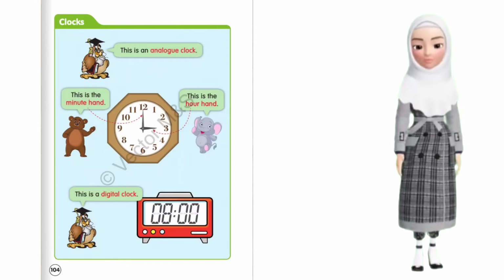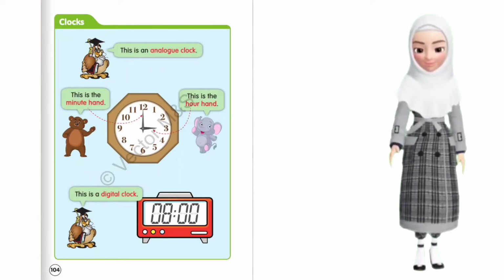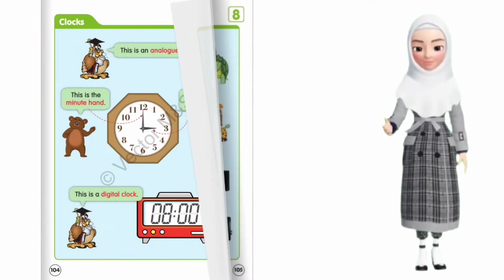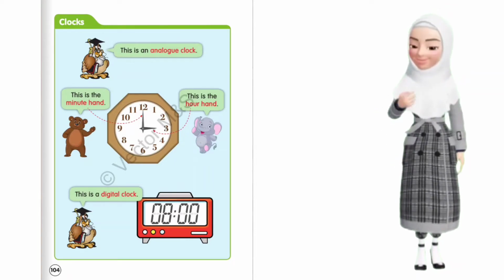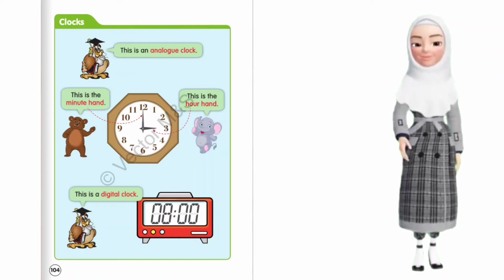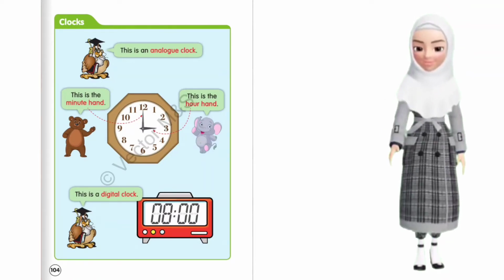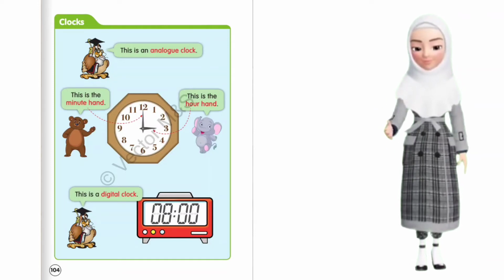Look at the picture on page 104. The first picture is analog clock. There are some numbers from 1 till 12, and there are two hands of clock. The short one shows hour hand, and the long one shows minute hand. We usually put the clock on the wall.